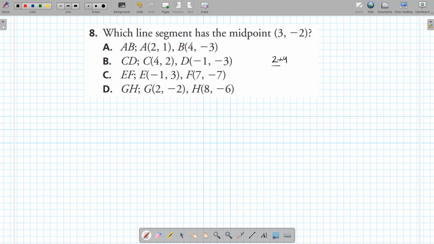The first one, 2 plus 4 over 2, 1 minus 3 over 2, that's not negative 2. So the first one is out. The next one is also out because 4 minus 1 divided by 2 is not 3. Let's check for C. For C, you get negative 1 plus 7 divided by 2, 3 minus 7 divided by 2. I think this is it. 6 over 2 is 3. Negative 4 over 2 is negative 2. So the answer is EF.